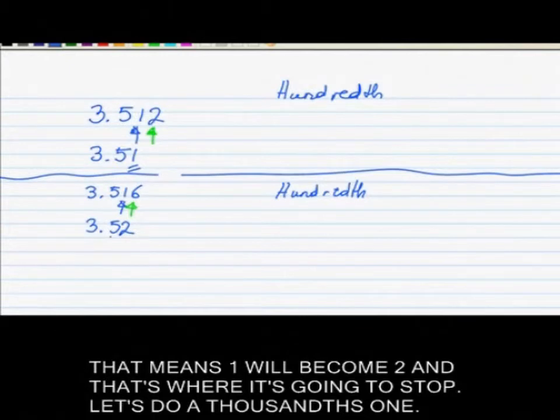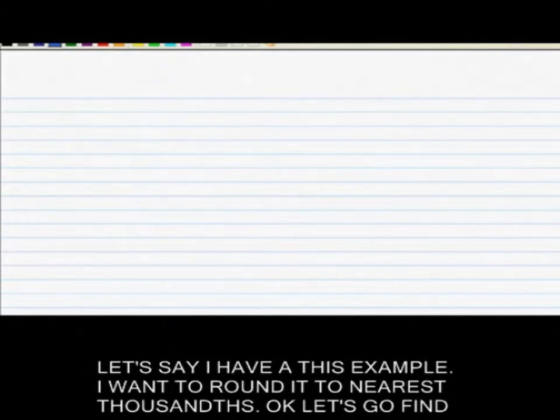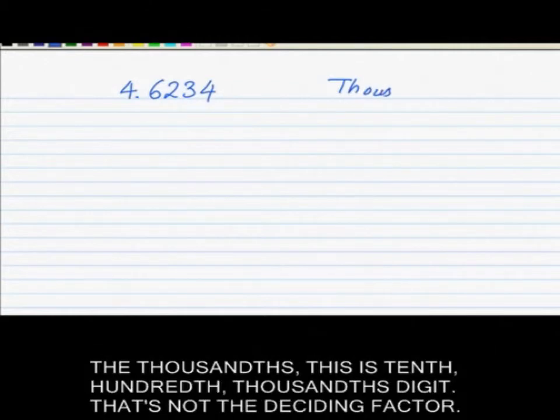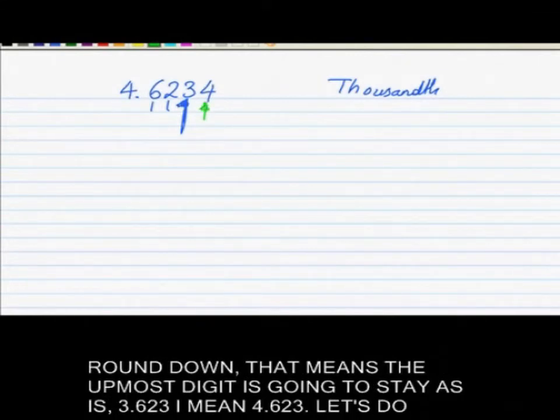Let's do a thousandths one. Let's say I have this example. I want to round it to the nearest thousandth. Let's find the thousandths digit, which is 10, 100, thousandths. That's not the deciding factor. You look next door, which is 4. It's less than 5, which means this is going to round down. That means the rightmost digit is going to stay as is. 4.623.